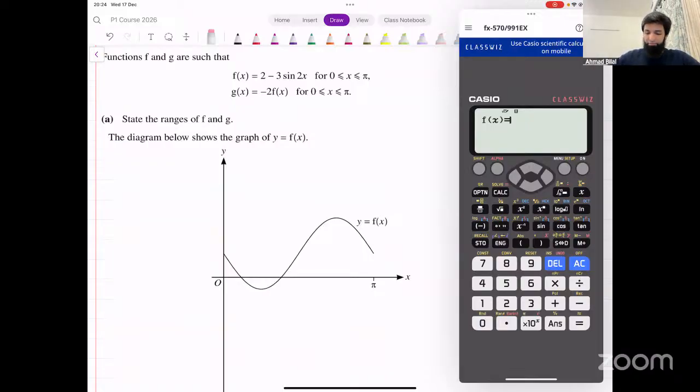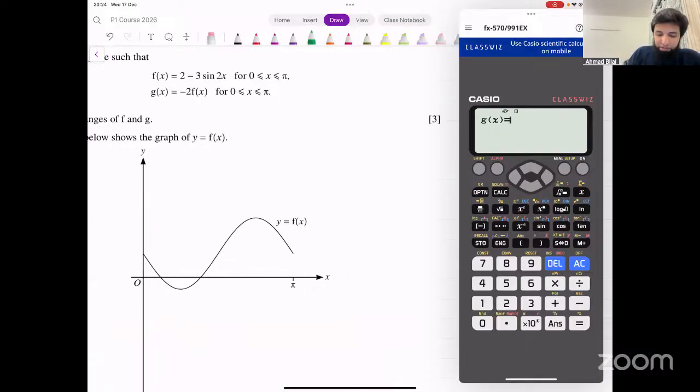Okay, let's try that. 2 minus 3 sine of 2x. Let's input this function first of all. That's f of x. What I'll do is input g of x as well at the same time. What's g of x going to be? It's minus 2 times f of x, right? So minus 2 into 2 minus 3 sine of 2x. Let's input that here as well, so we can do everything at the same time.